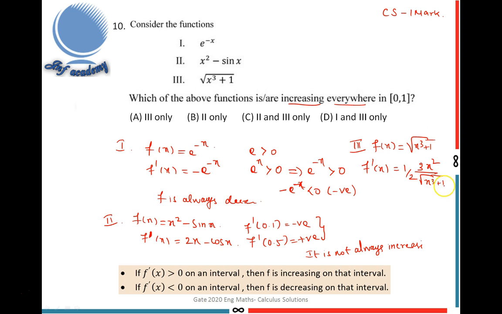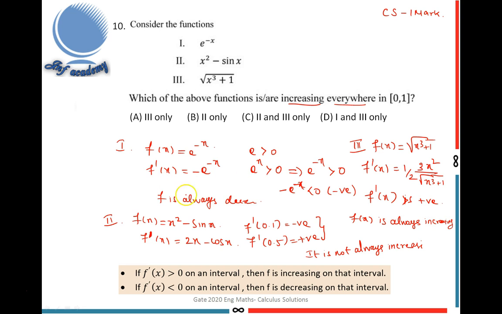This f dash of x is always positive because of x cube and the square root of x cube plus 1. And 3x square is also positive. So f dash of x is greater than 0, positive. F dash of x is positive for all values of x in the interval 0 comma 1. So f of x is always increasing, that means increasing everywhere in the interval 0 comma 1.